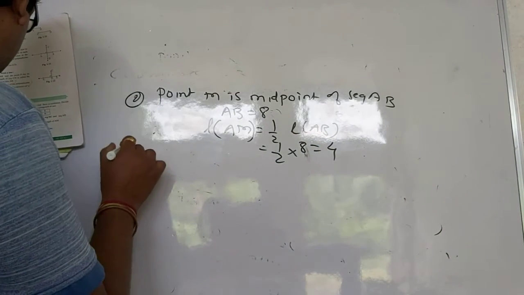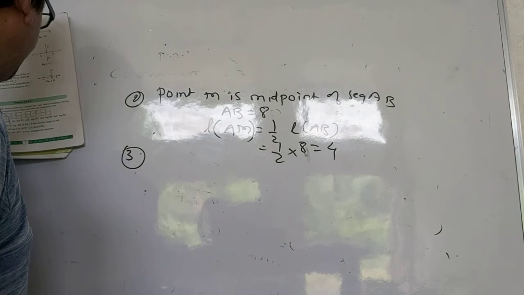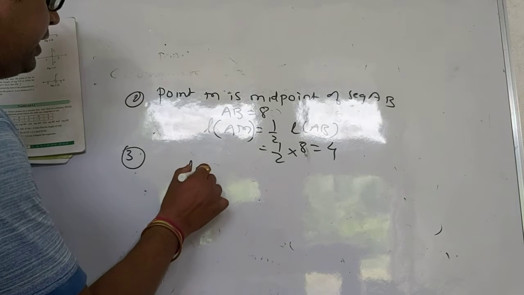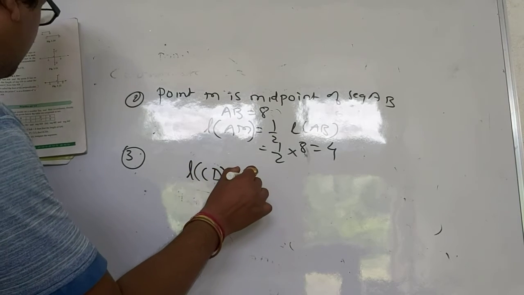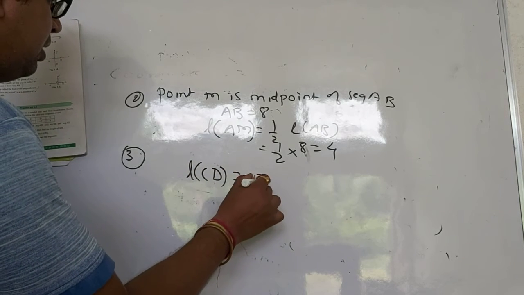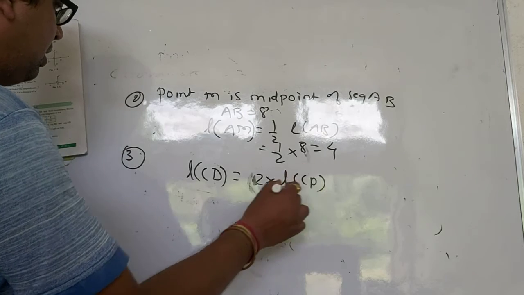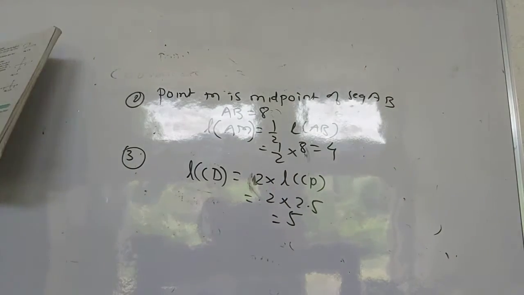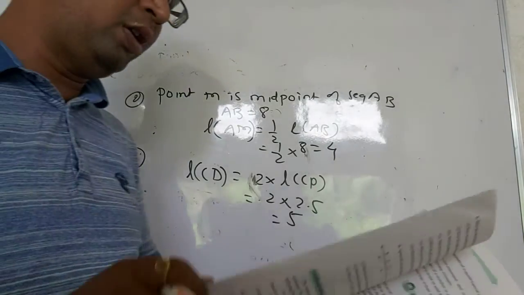Question number 3. Point P is the midpoint of CD. CP is equal to 2.5. Find the length of CD. Length of CD is equal to twice the length of CP. 2 into 2.5, you will get 5. So in this way, these questions we have solved.